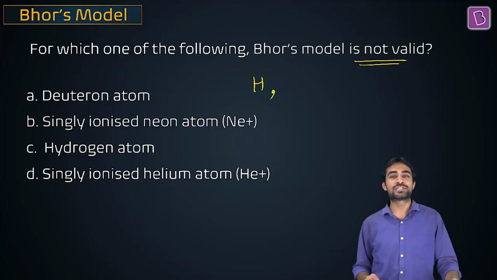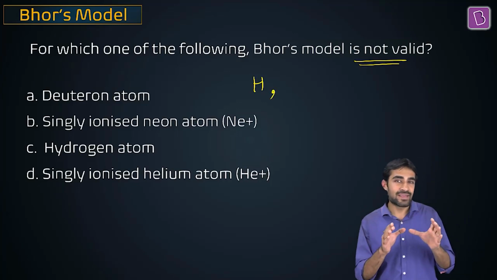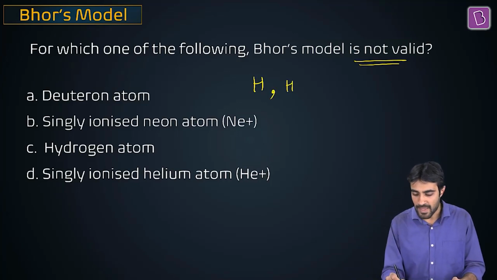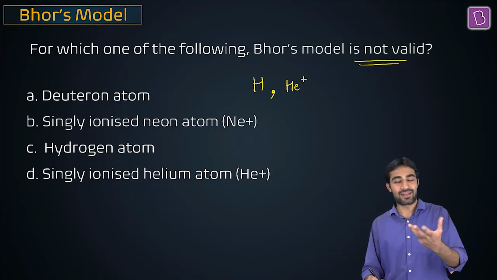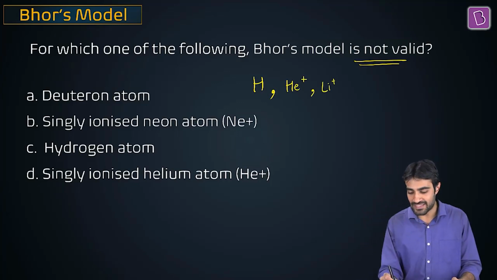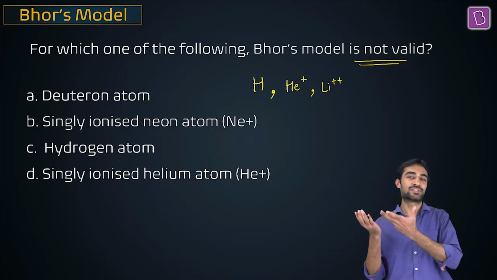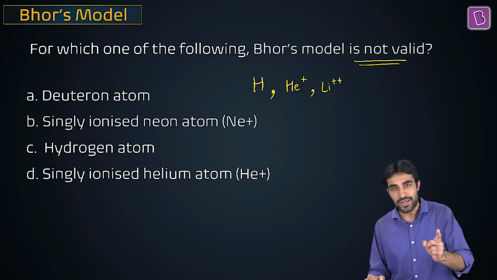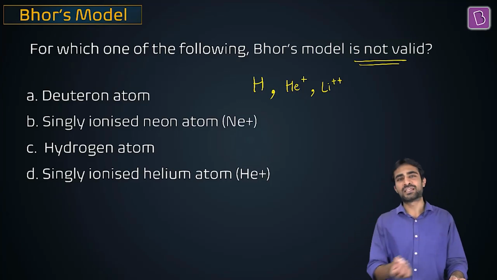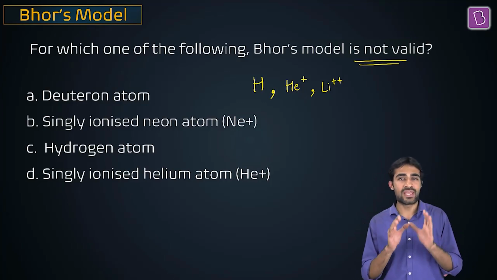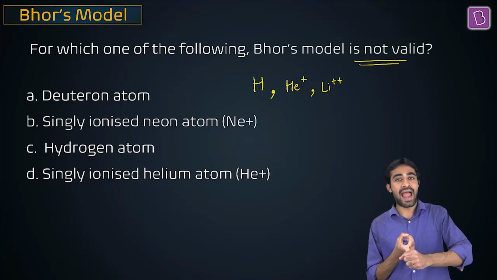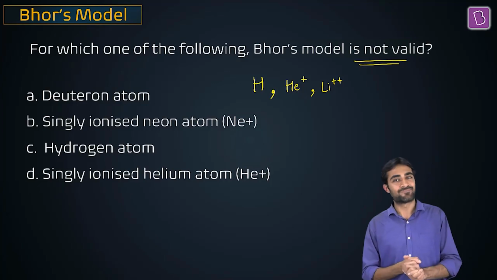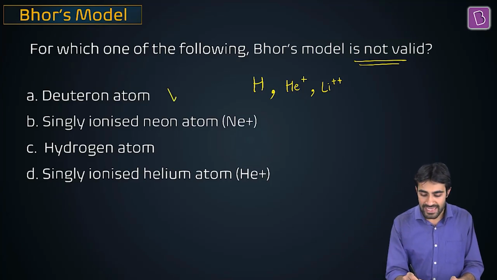Now, what are hydrogen-like atoms? In these atoms, you can see one electron revolving around a positively charged nucleus. So, for example, helium plus is a hydrogen-like atom. Lithium plus plus is also a hydrogen-like atom, and the series goes on. So let's look at each and every option and find out whether the Bohr model is valid or not valid. Deuteron atom, also known as deuterium. In deuterium, we have a proton and a neutron in the nucleus, and there is an electron revolving around this nucleus. For this, the Bohr model is valid.